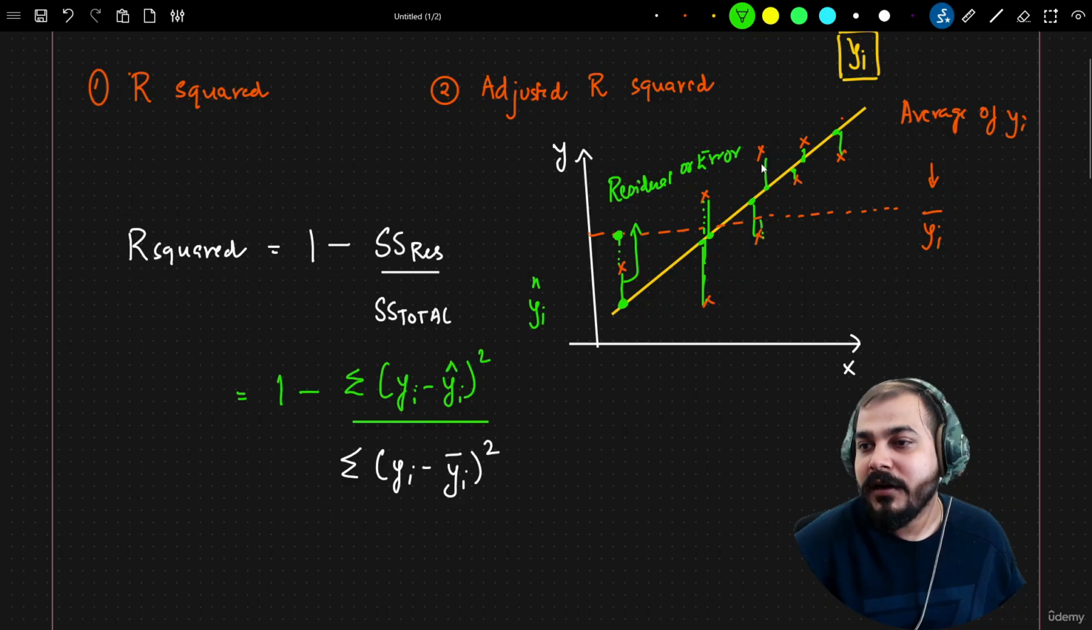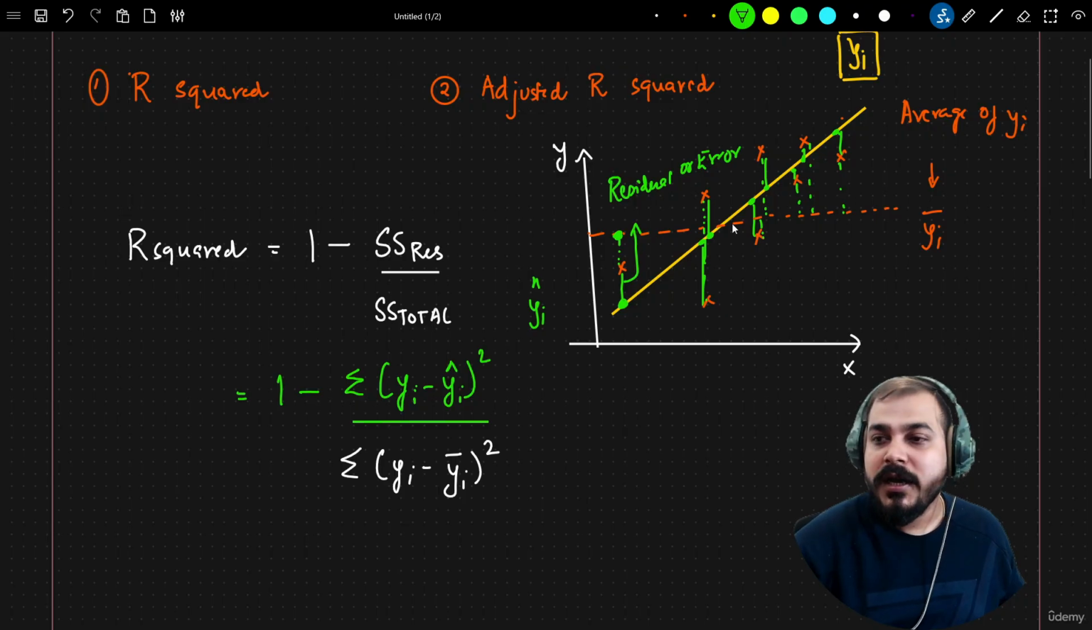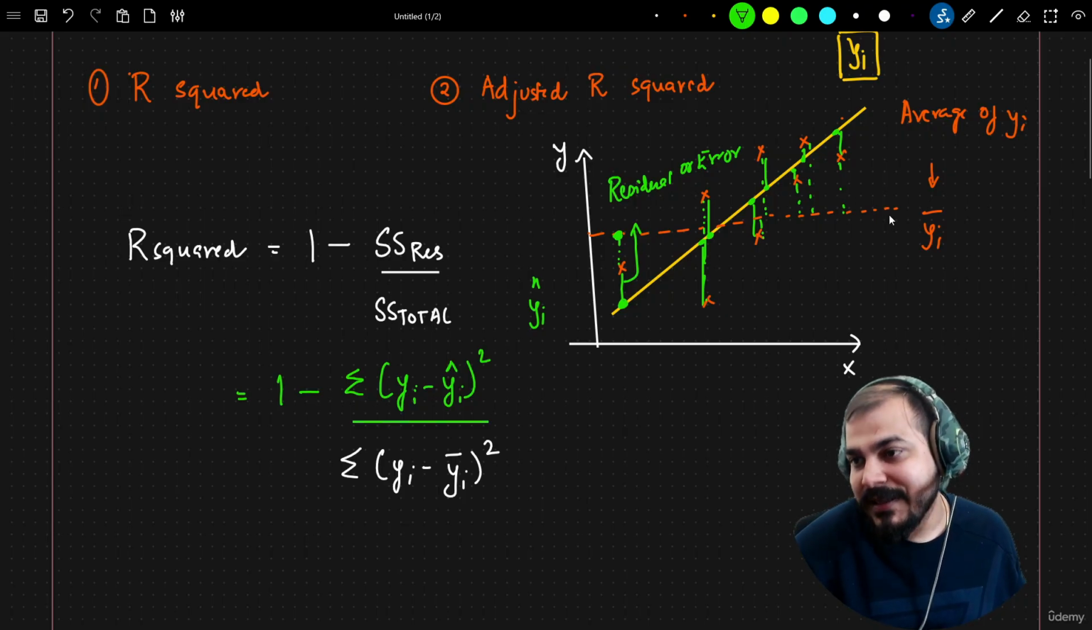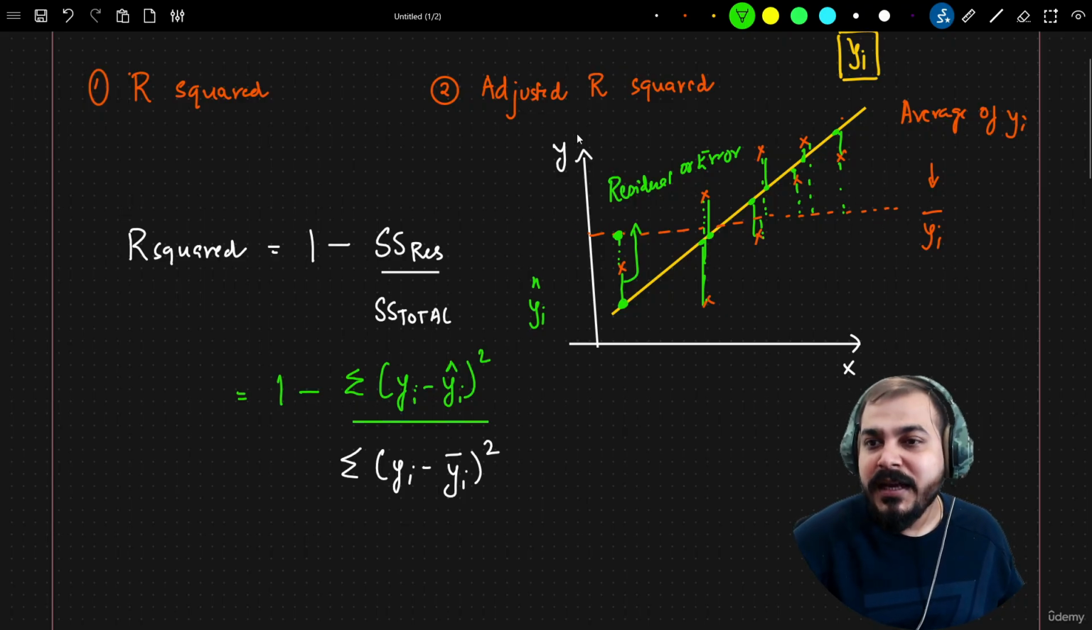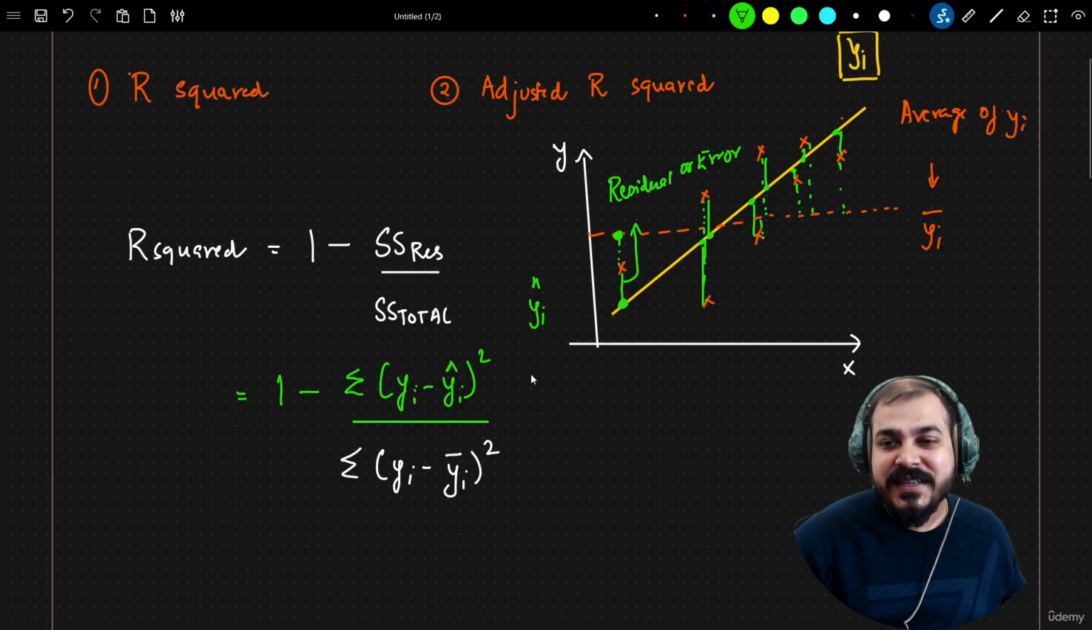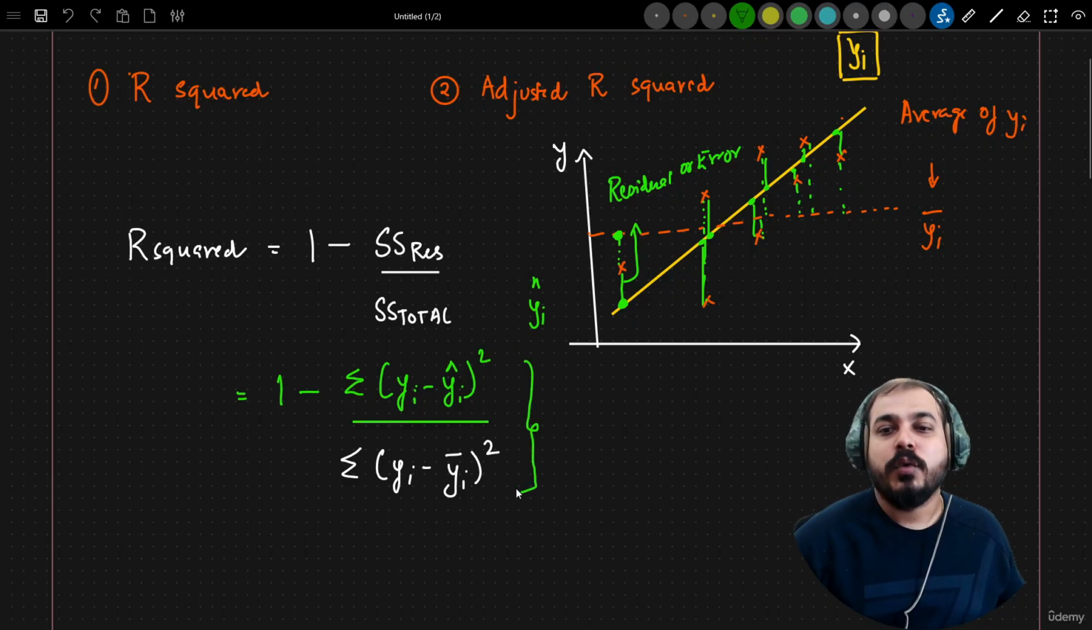Similarly, here to here I'll calculate the difference, here to here I'll calculate the difference, here to here and here to here. Okay, so this orange line that you see is basically the mean of all the y of i points. So this will basically be giving my R squared value.